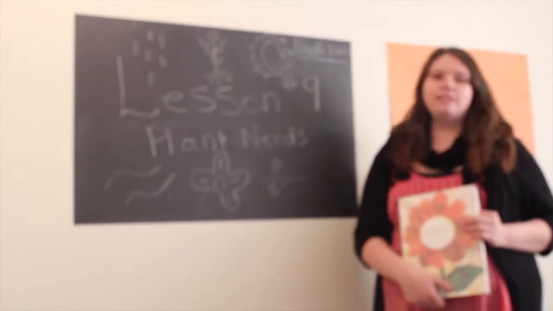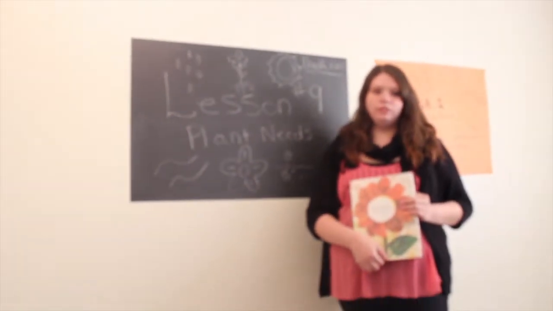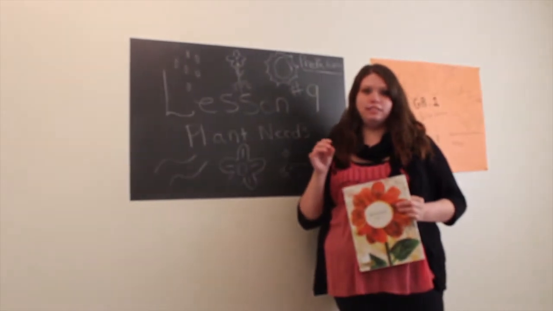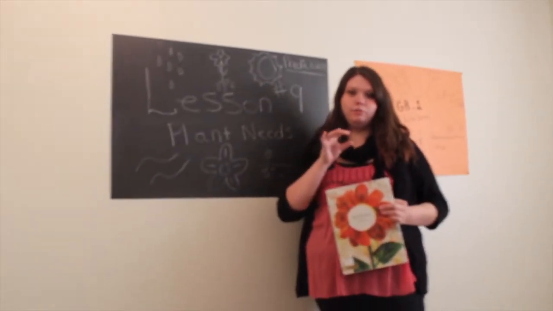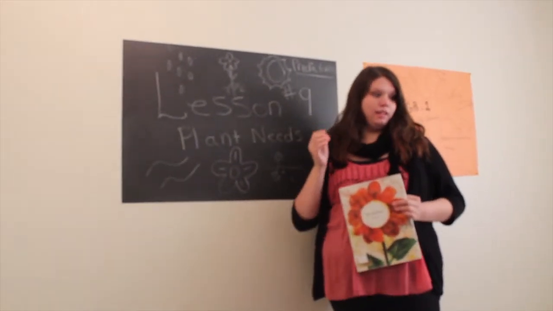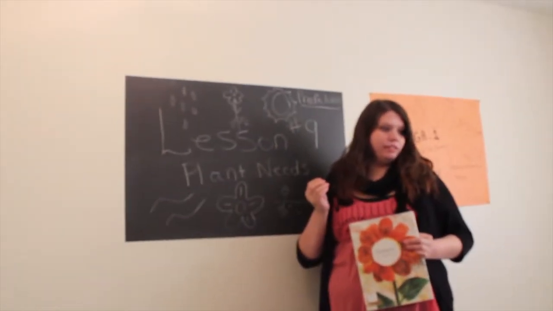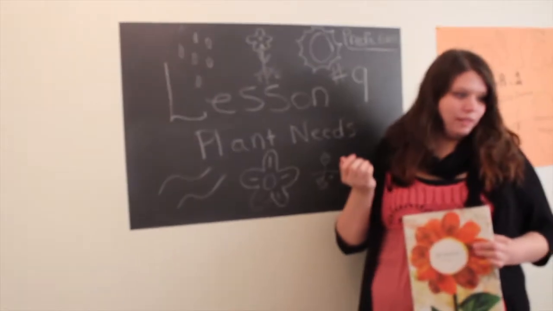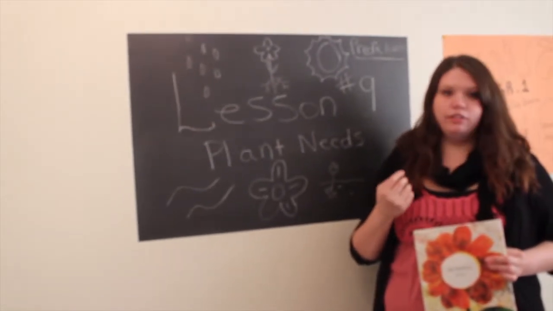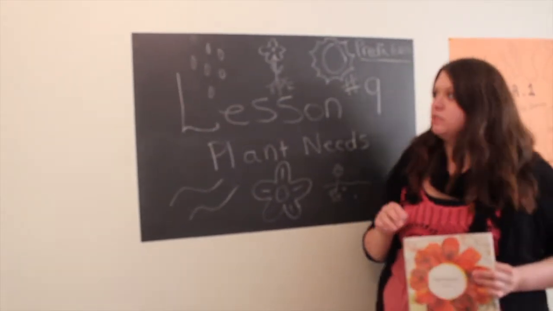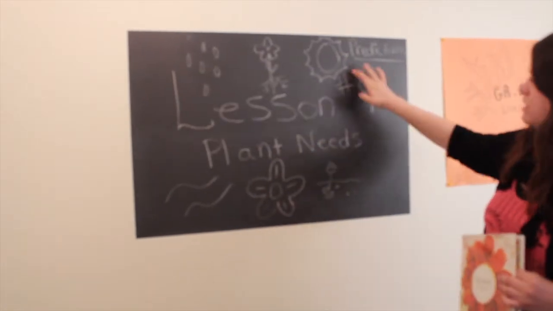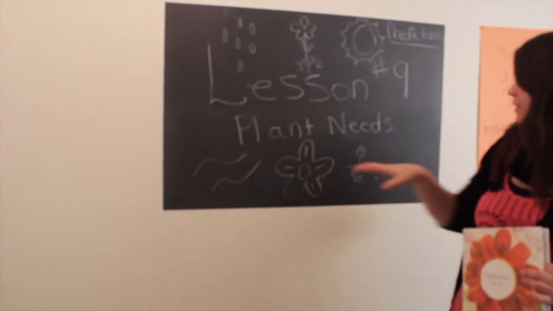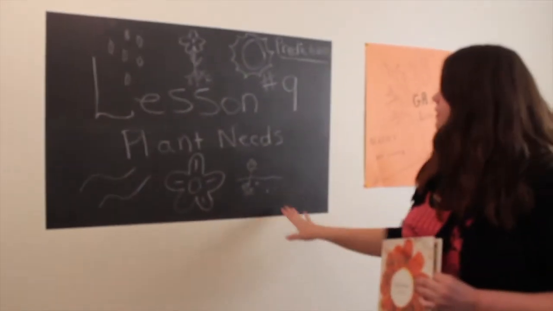Lesson number 9 is plant needs. The purpose is that the student will realize that seeds and plants need each other, and that a seed will eventually grow into a plant. They also learn about things that hurt plants and things that help plants. And along with this, they will learn the 4 needs of plants, which is water, sun, air, and soil.